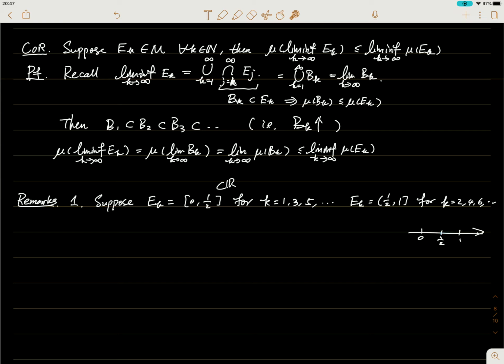Okay, and now you can see what the lower limit of the sets is. The lower limit of the sets, according to our definition, is just this.